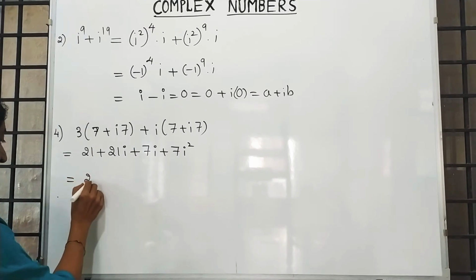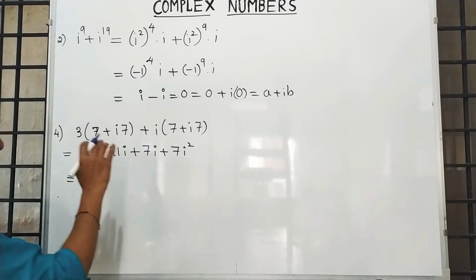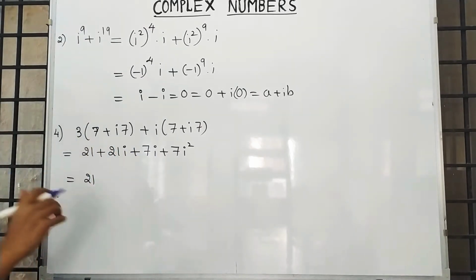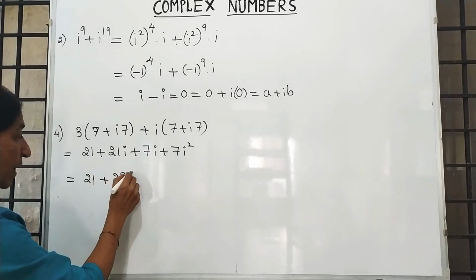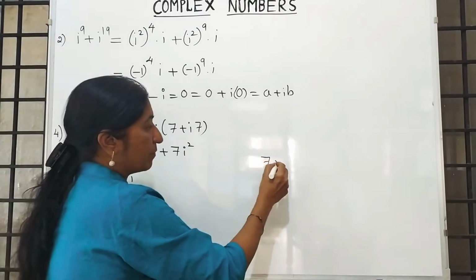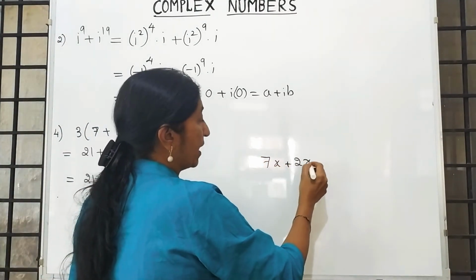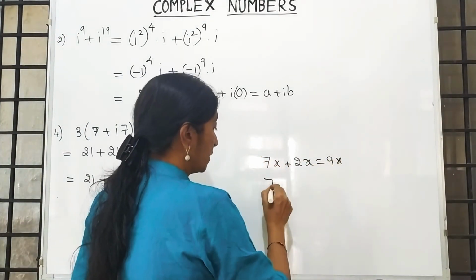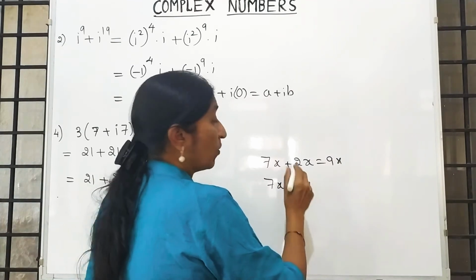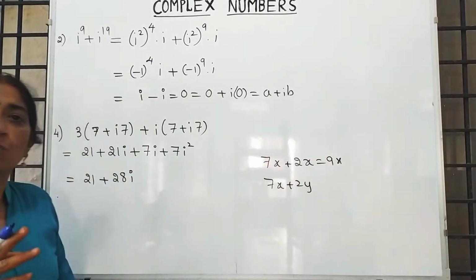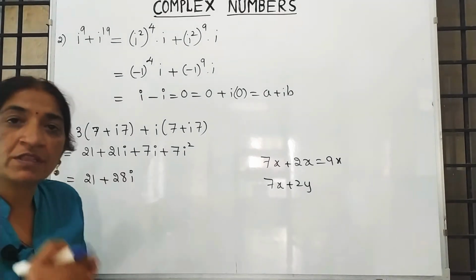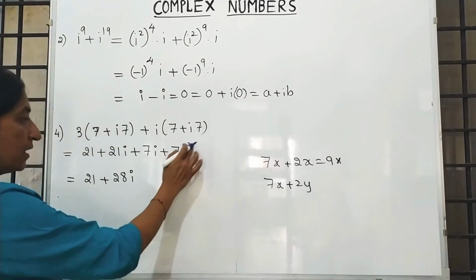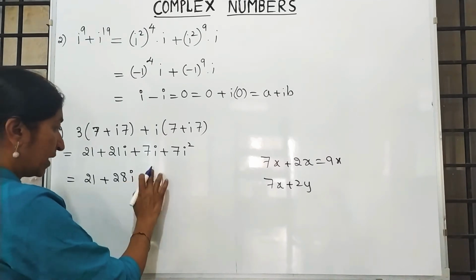So, it is 21, and the middle two terms are like terms. Like terms means they have the i. So, 21i plus 7i is 28i. It is just like algebra. If it is 7x plus 2x, then only you can write 9x. But if it is 7x plus 2y, we cannot add because x and y are two different variables. Like that, we have to add the numbers with i and without i. Here i square is minus 1, write down that value.